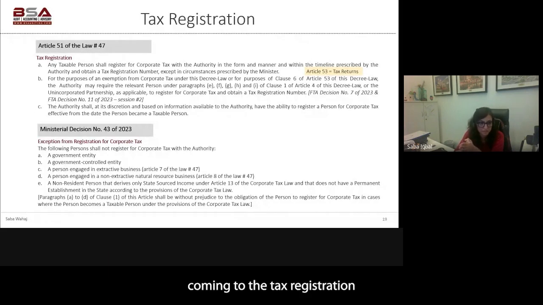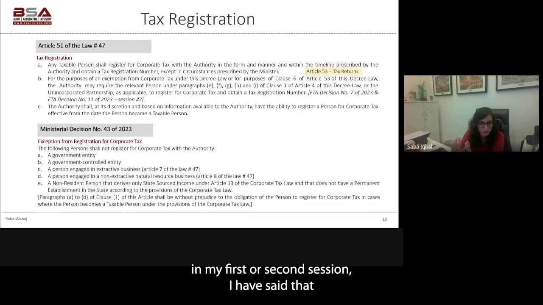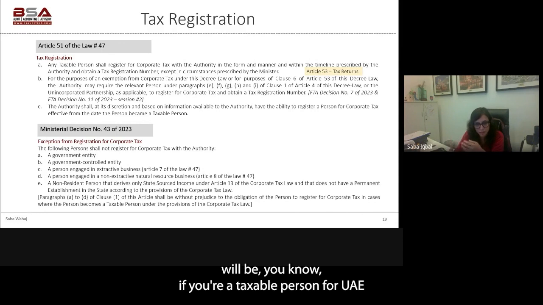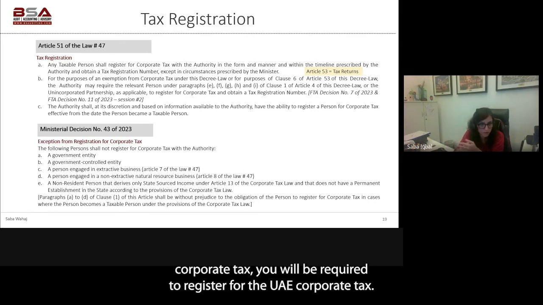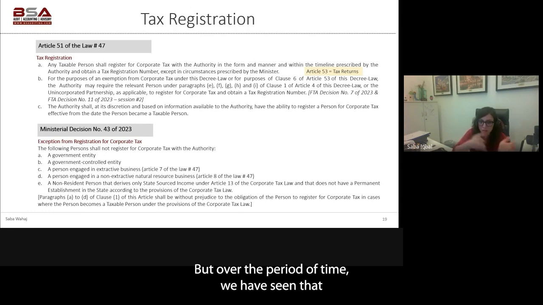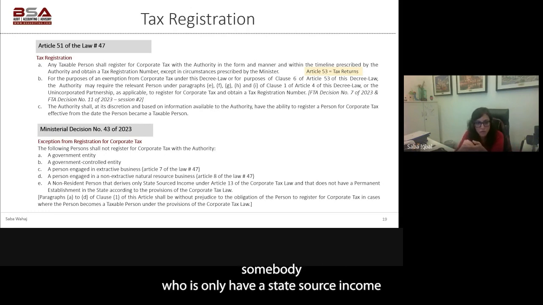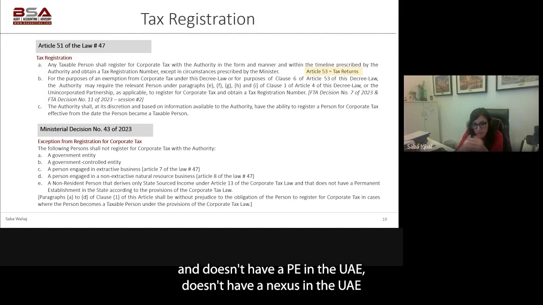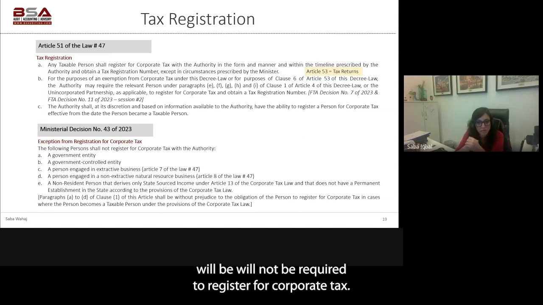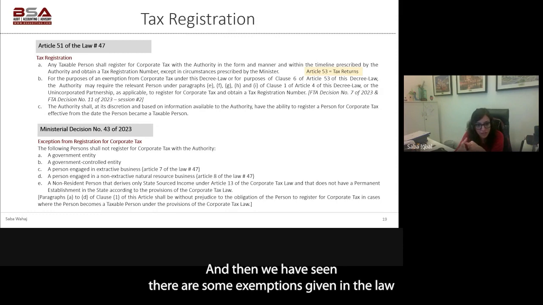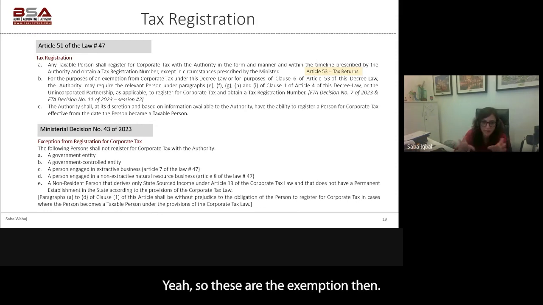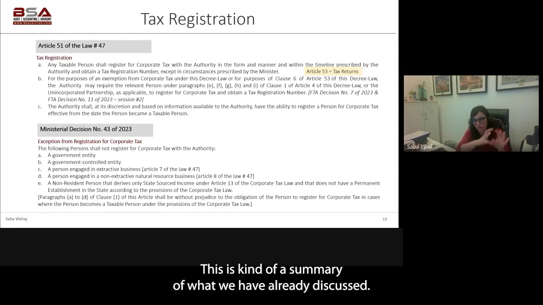Coming to tax registration, in my first or second session I said that if you're a taxable person for UAE corporate tax, you will be required to register for UAE corporate tax. But over time, we have seen that somebody who only has state source income and doesn't have a PE or a nexus in the UAE will not be required to register for corporate tax. And there are some exemptions given in the law for exempt companies who are not required to register for corporate tax. These are the exceptions, and this is a summary of what we have already discussed.